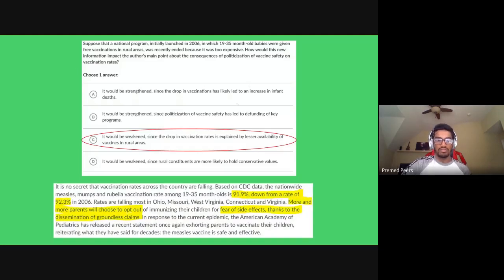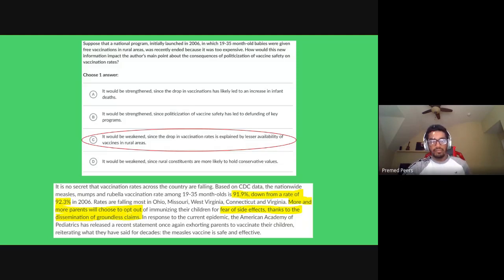So the answer to this question is C. And that is because the main point that the question is making is talking about free vaccinations being ended because it was too expensive. And they're trying to compare it to the author's point about politicization of vaccines on vaccination rates.